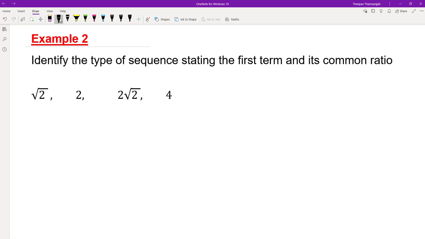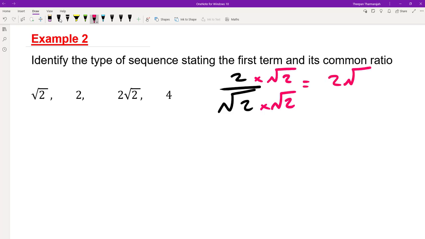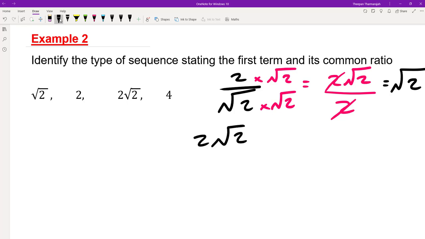So we can do the second term divided by the first term. Don't forget we need to rationalize the denominator here. So times by root 2 times by root 2. So we get 2 root 2. Now root 2 times root 2 is 2. The 2's cancel out, and we end up with a common ratio of root 2. Then we take the third term, 2 root 2, and divide it by the second term, 2. We also get root 2. So we can say that R is root 2.